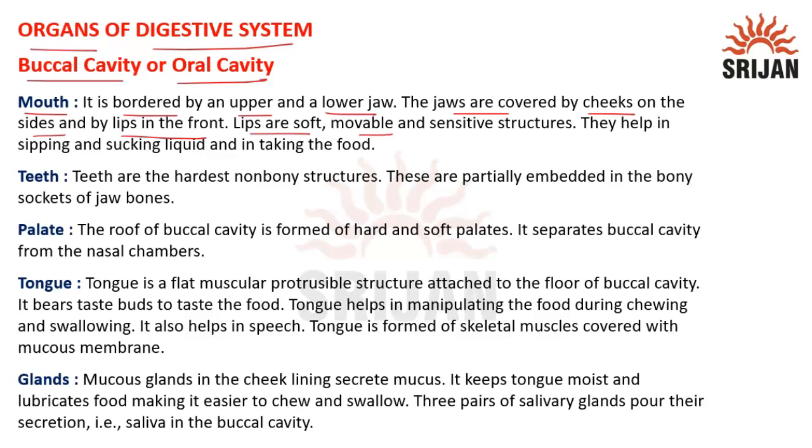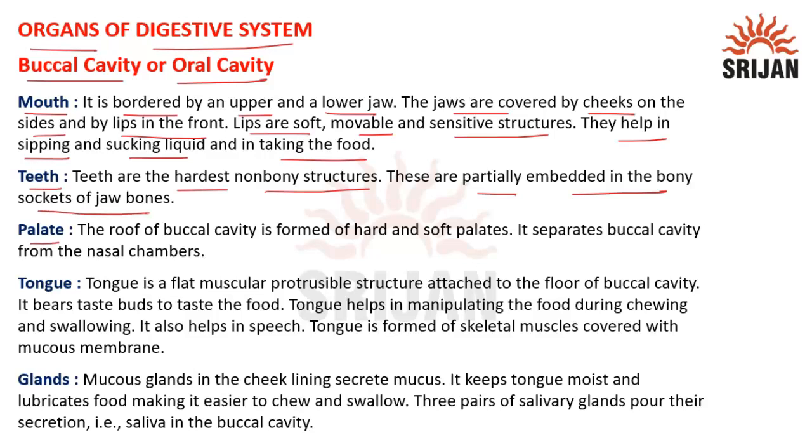Lips are soft, movable and sensitive structures. They help in sipping and sucking liquid and in taking the food. Then teeth. Teeth are the hardest non-bony structures. These are partially embedded in the bony sockets of the jaw bones.